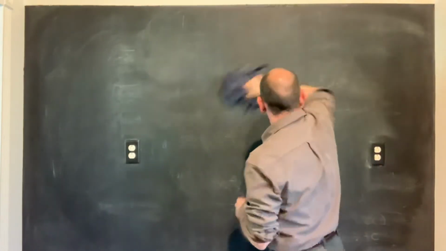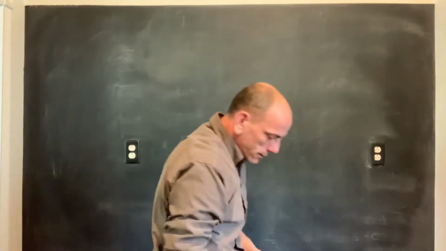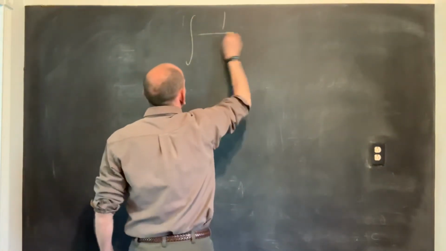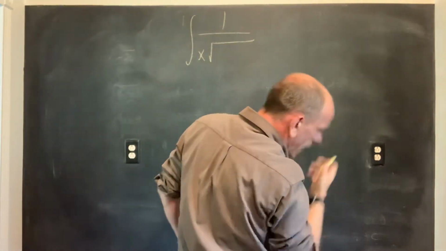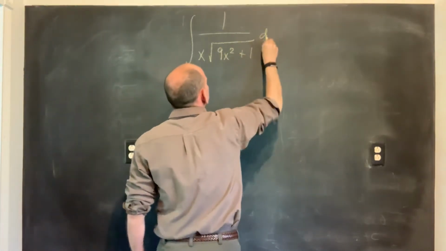Okay, let's look at one more example where our u is something slightly more complicated. Let's say the integral of 1 over x root 9x squared plus 1 dx.